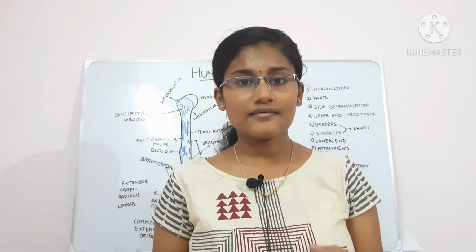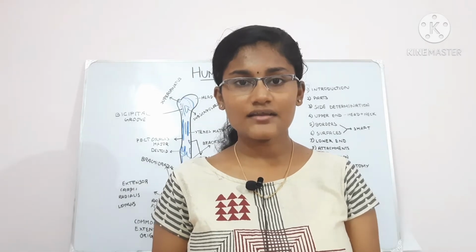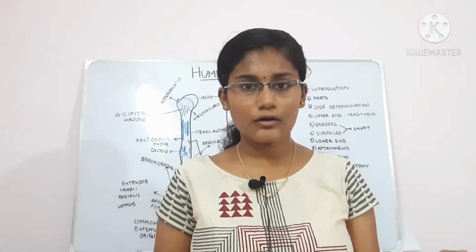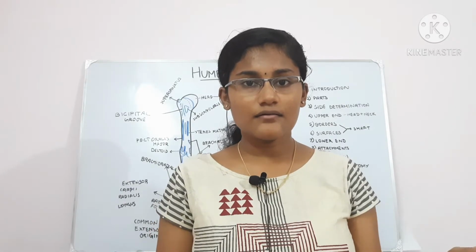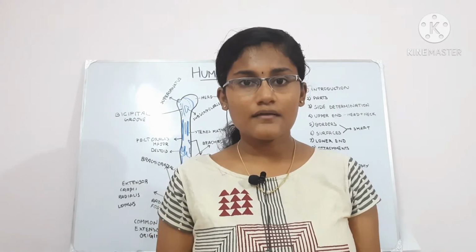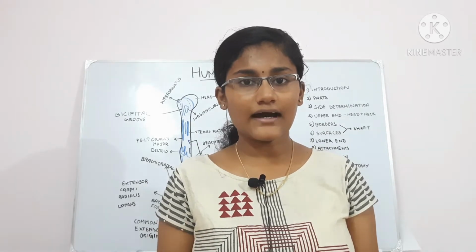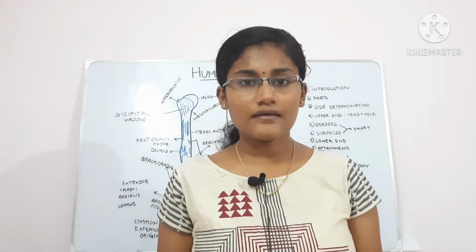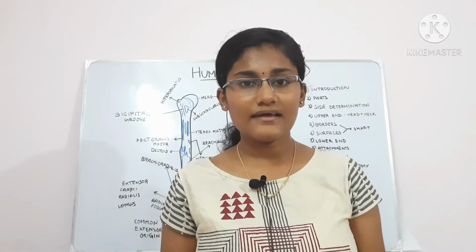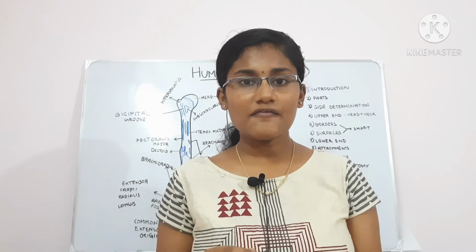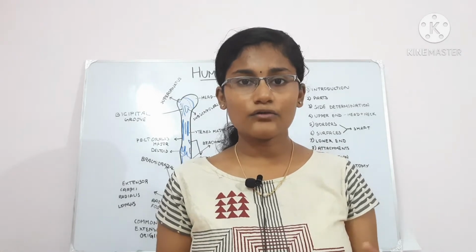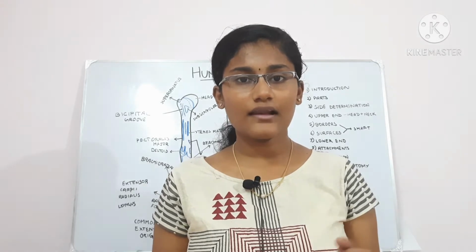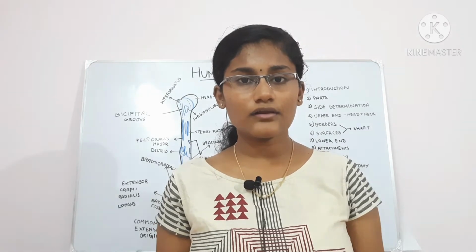Now let's see about the epiphysis, diaphysis and metaphysis. The epiphysis is the end of the long bone and diaphysis is the shaft of the long bone. The metaphysis is the part between the diaphysis and the epiphysis. The important thing here is that the metaphysis has a part called the epiphyseal plate. The epiphyseal plate helps in the growth of the bone, and in adults the epiphyseal plate becomes the epiphyseal line, because the growth of the bone is over.